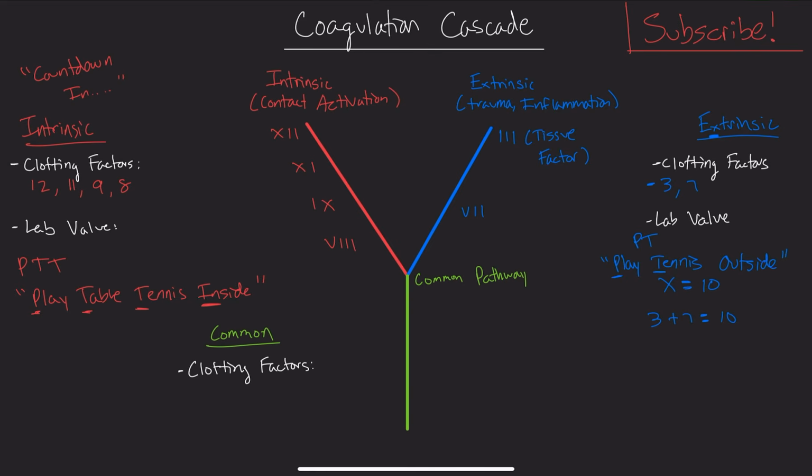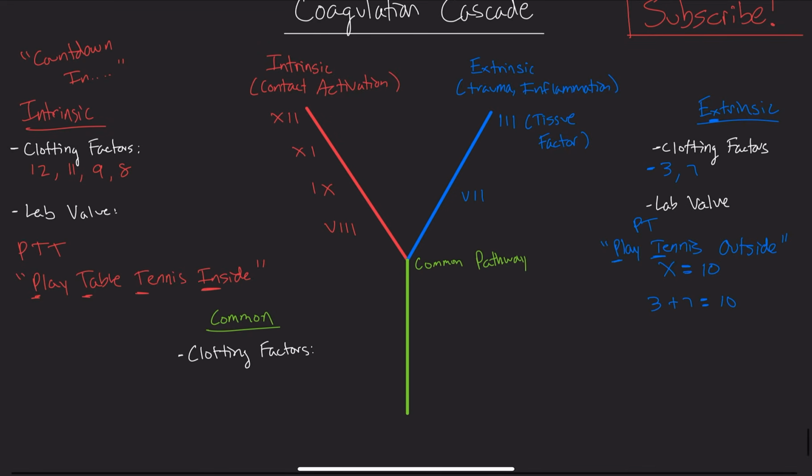So play tennis, that's PT, and then outside, I just associate that with extrinsic. Then if you move it on down the pathway here, eventually these pathways will merge to a common pathway. And here, once again, there's 4 more clotting factors to know with the common pathway. This is going to be factor 10, 5, 2, and 1. So write those here. Factor 10, 5, 2, and 1.